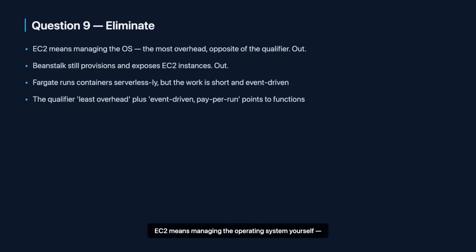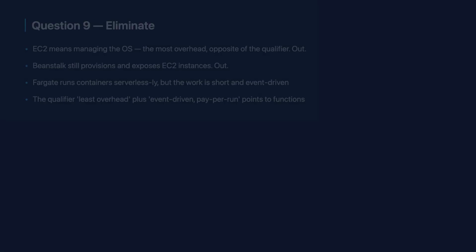Eliminate. EC2 means managing the operating system yourself. That's the most overhead, the exact opposite of the qualifier, so it's out. Elastic Beanstalk still provisions and exposes EC2 instances underneath, so it's not the least overhead either, out. Fargate runs containers without managing servers, which is genuinely low overhead, but the work here is short and event-driven, not a long-running container. The qualifier least overhead, combined with event-driven and pay per run, point straight to functions.